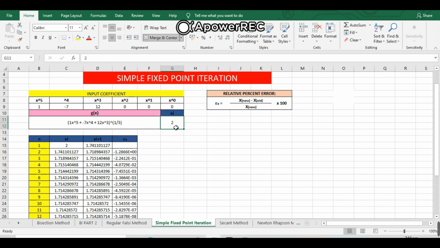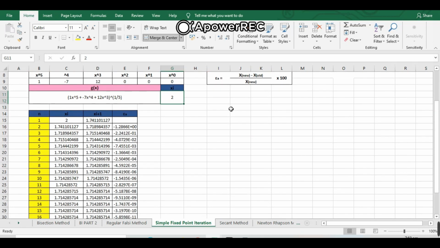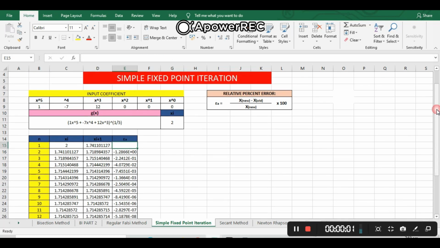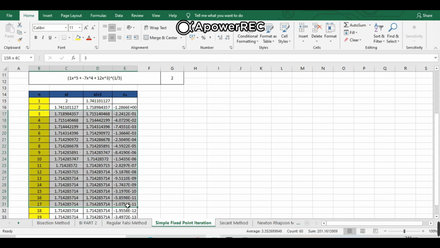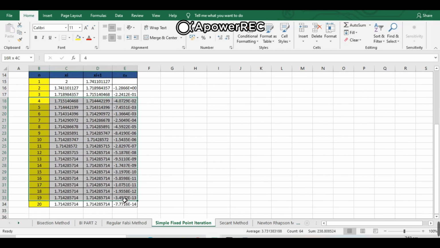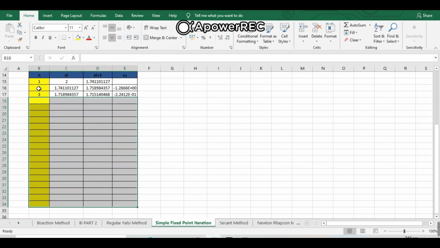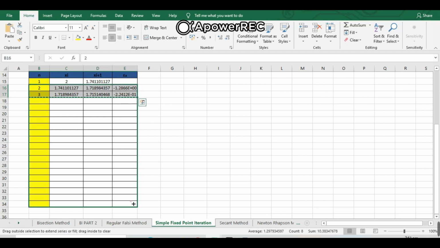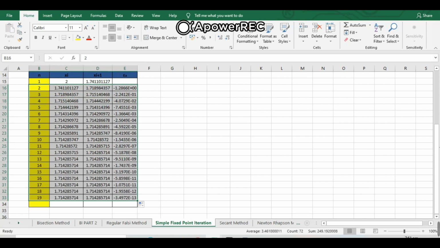Xi will be 2, depends on the user. To solve the iteration, just put first the value of xi, then solve for xi plus 1. Just substitute the xi to the equation of g. And then for relative percent error, this will be the formula. And then to get the iteration easily, just copy and then drop, and the iteration will be there.